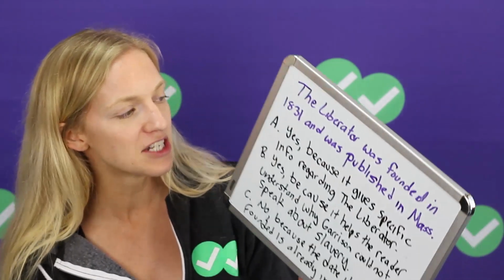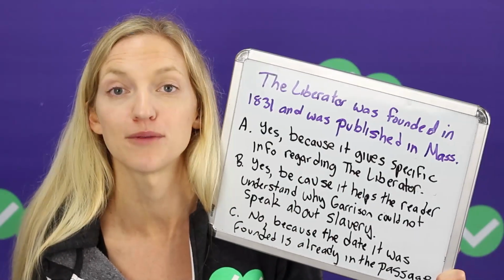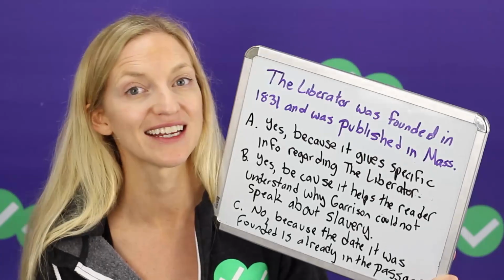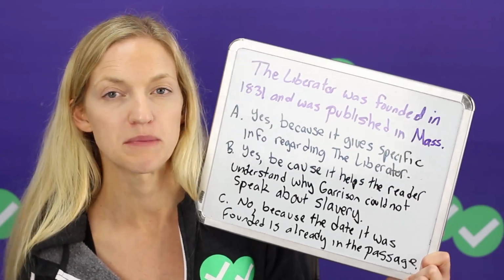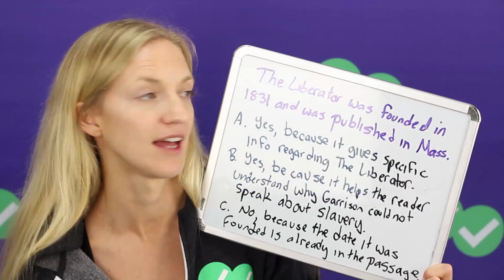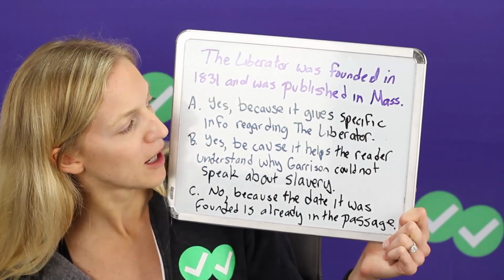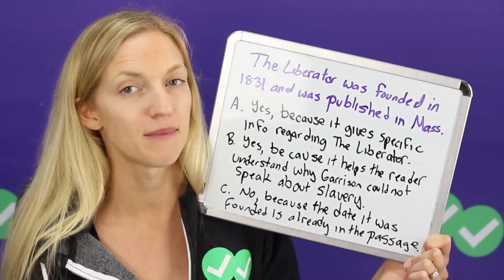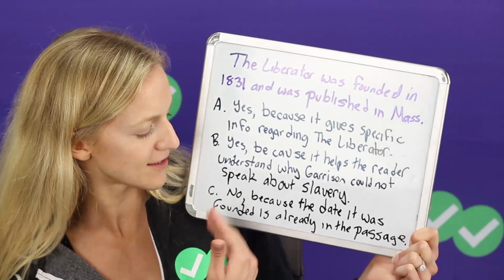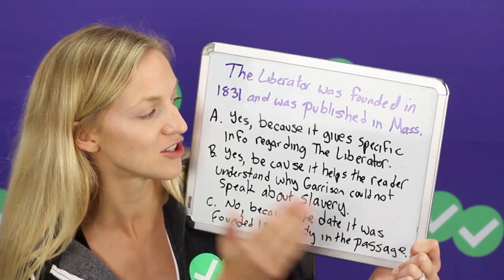This is a passage on the Grimke sisters, and this is the sentence. Now, it's hard for me to fit this all on here, but you can, again, pull open that link and take a look at the whole question. So here is the sentence that we want to figure out whether we should be adding it at the highlighted point. The Liberator was founded in 1831 and was published in Massachusetts, and the question says, should the writer make this addition here? Yes, yes, no, no. Let's ignore it first and just see if these rationales are true.